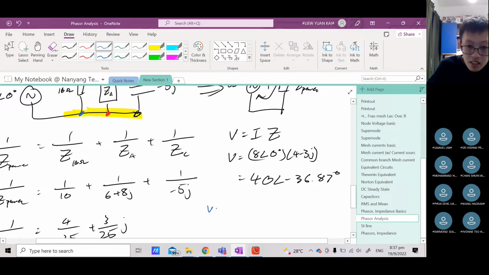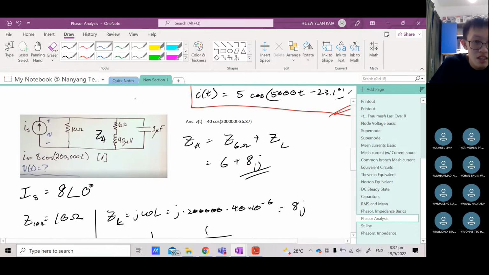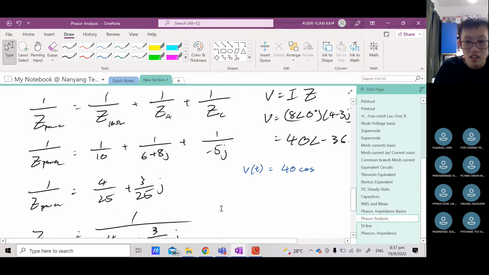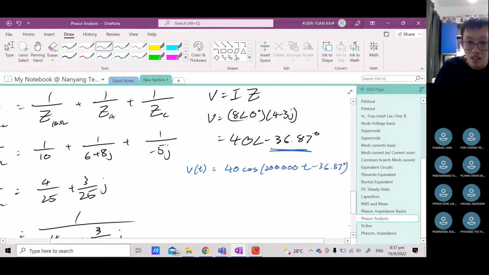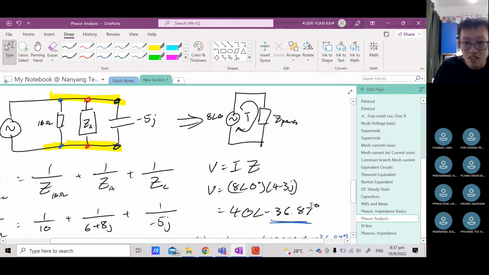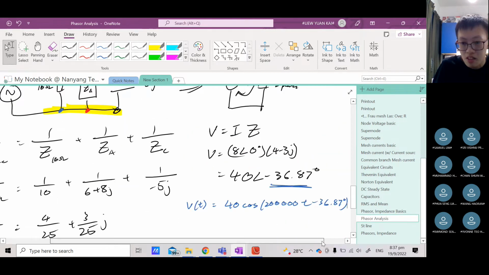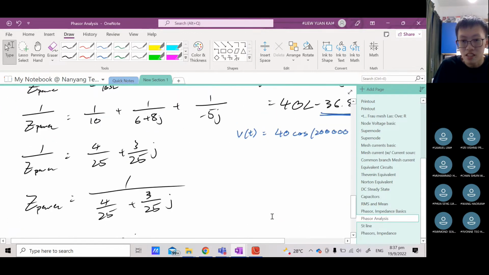So therefore, my answer is V of t is equal to 40 cosine. The omega, we just borrow it from the source. So the source says 200,000. Okay? So cosine 200,000 t at a phase of negative 36.87 degrees. Now let me check if our answer is correct. Yes, the answer is correct. So 40 cosine 200,000 t minus 36.87 degrees. So that's basically it.